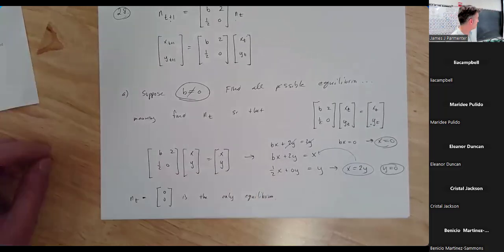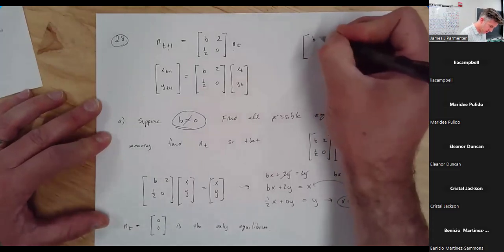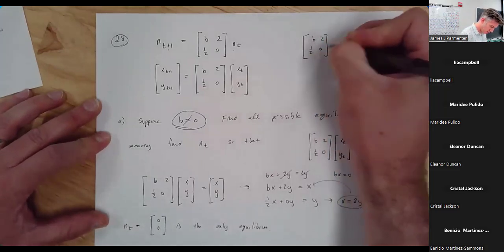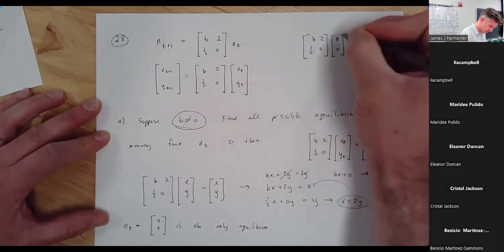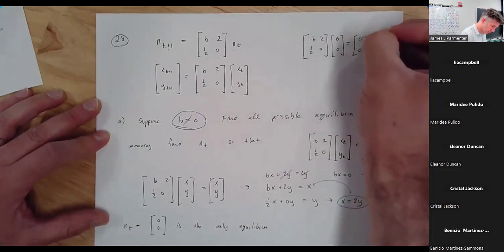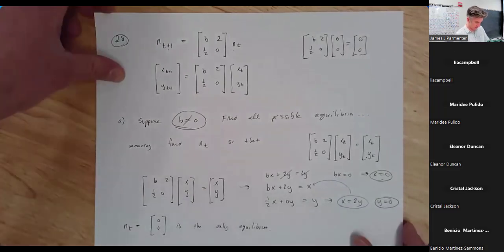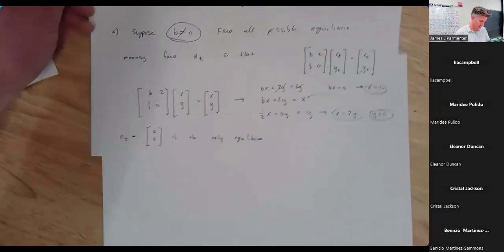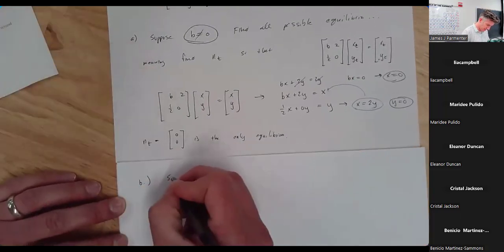Which you could certainly check for yourself. If you plug it back in, this matrix, b, 2, 1/2, 0 multiplied by 0, 0, not surprisingly, is going to give us 0, 0. So it certainly is an equilibrium. You multiply the matrix by it, you get back the same thing. Okay, let's look at part B, where we're going to assume that b is equal to 0. And I'm going to give you another matrix that I think is more interesting. So suppose b is equal to 0.